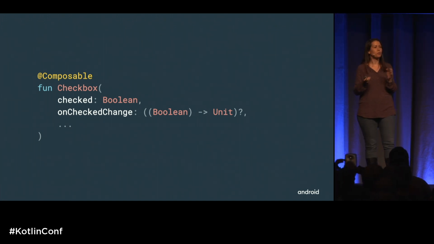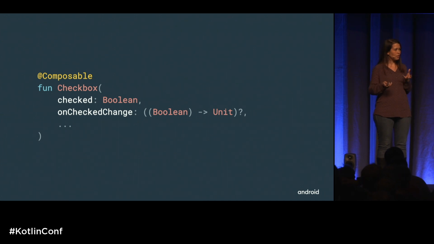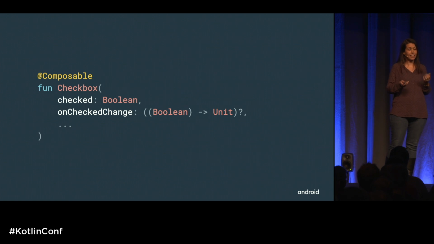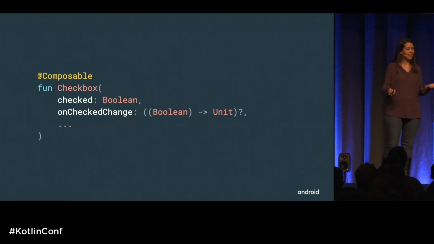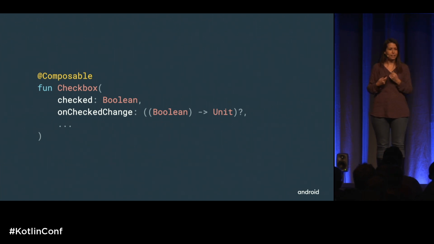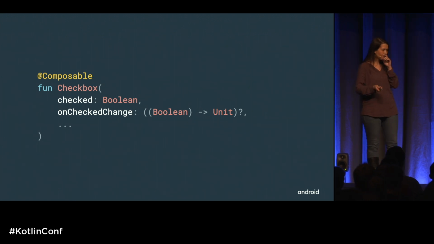Instead, in Compose, we kind of reversed that. So a composable function like checkbox usually takes two main parameters. There's a checked, which is just its state, like, am I currently checked or not? And an onCheckedChange lambda, which is just saying, when I'm tapped, basically, I will call this. But checkbox itself doesn't hold any state of its own.